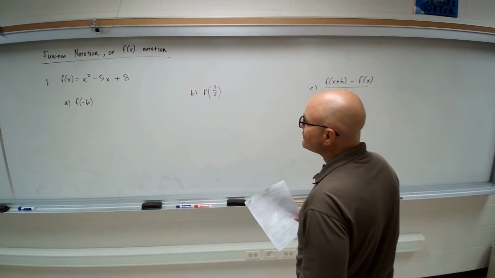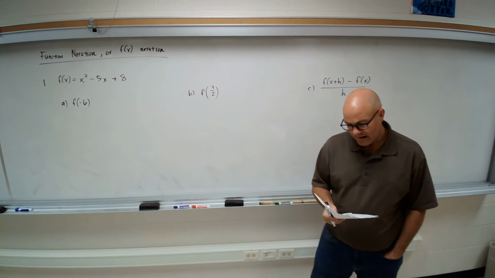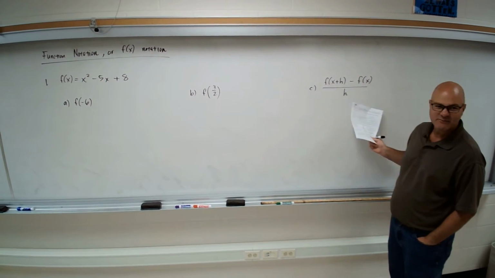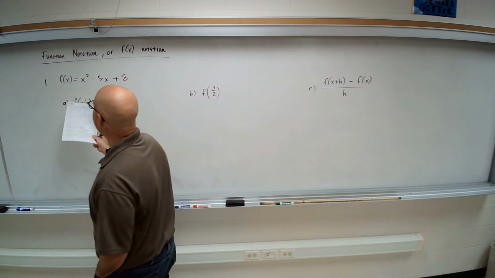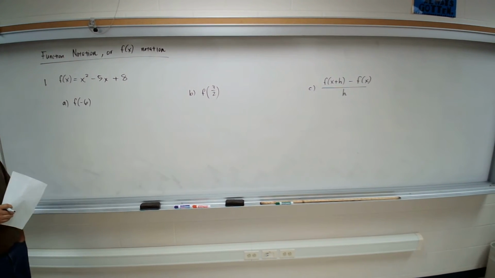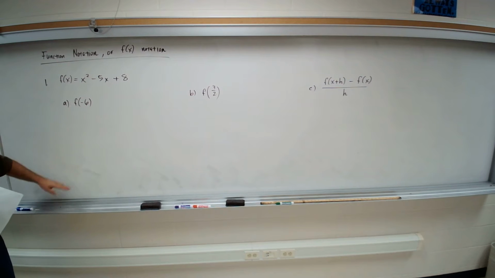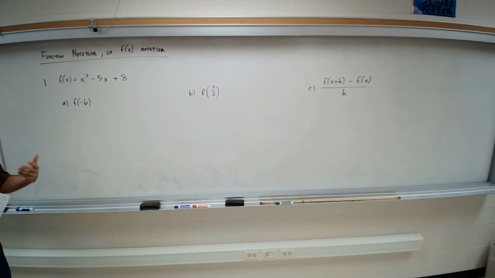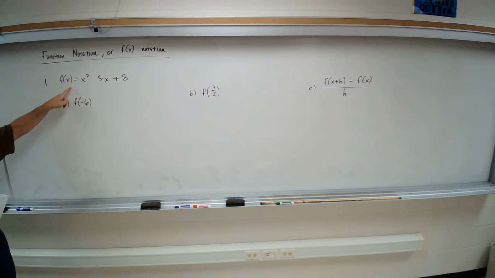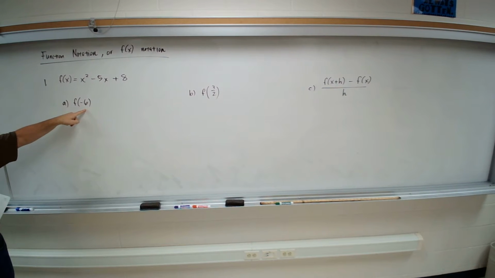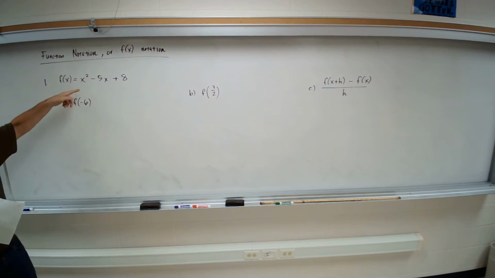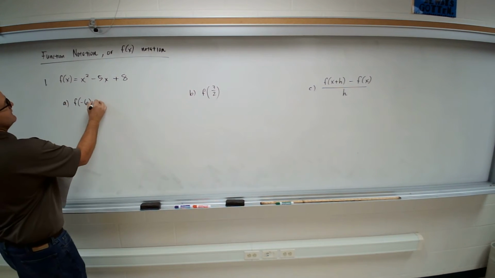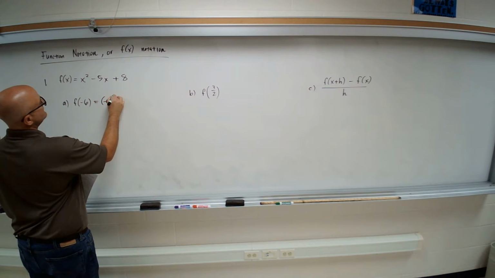Okay, so from your note sheet, again, these are all worked out for you. I probably would, when we get to C, I'd probably recommend you make a note or two. It's a little bit involved. But here we have some function, f of x equals x squared minus 5x plus 8. We're asked to find f of negative 6. So again, the x was replaced with negative 6. So we're going to take this right hand expression, and everywhere there is an x, we're going to put negative 6.